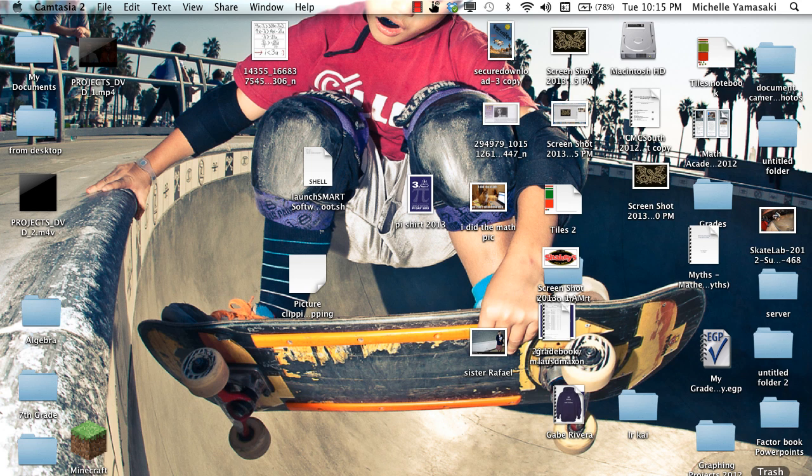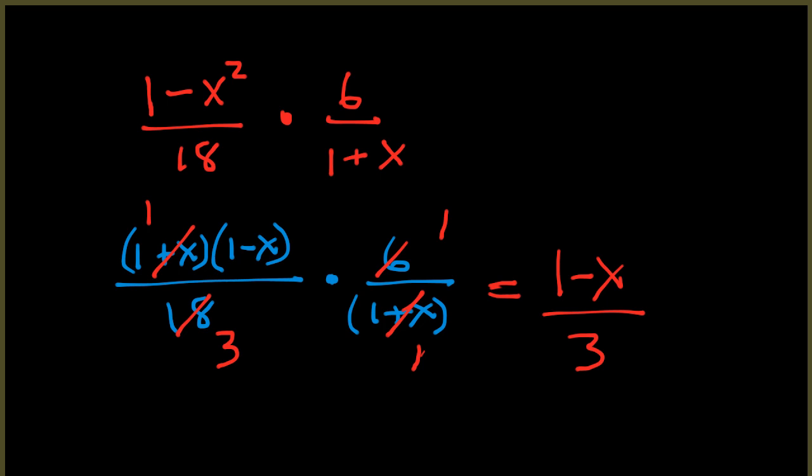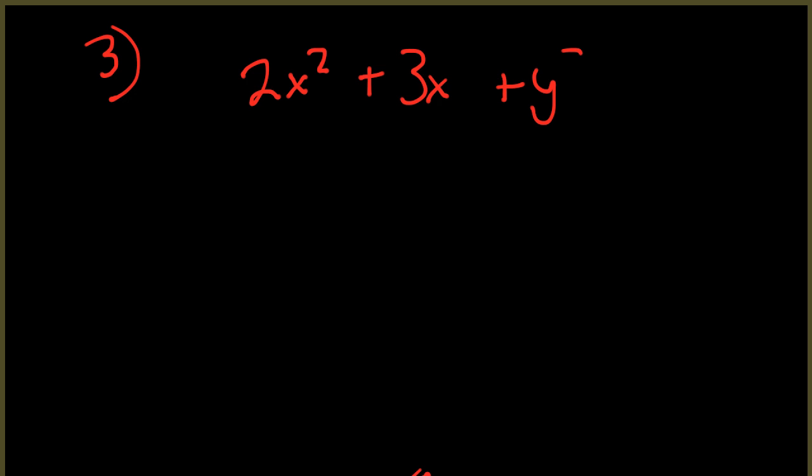All right, number 3. 2x squared plus 3xy plus y squared all over 3x plus 3y. Step 1, factor.